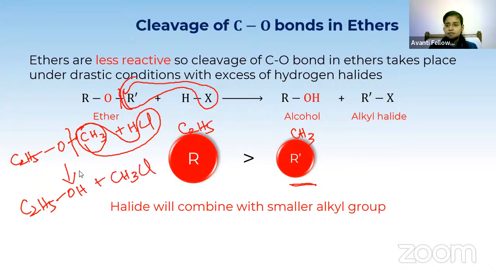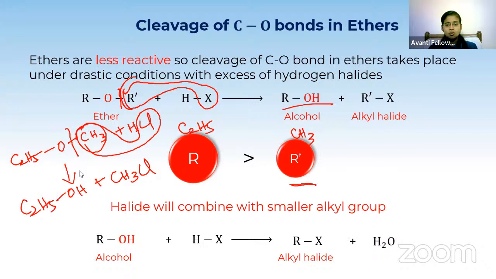Are you getting my point? So this is the thing. Here we are getting an alcohol, and that alcohol will again react with another mole of HX. It will react with one more mole of HX, and it will lead to the formation of one more alkyl halide and water. Because we have one more C-O bond, right? So that will break, and this H2O will go out, and we will get RX.